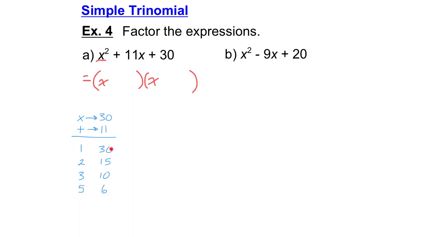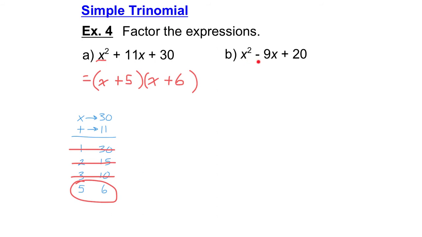Okay, so these are all the pairs of numbers that multiply to 30. Now I just need to find the one that also adds to 11. Well, 1 plus 30 is 31, so that doesn't work. 2 plus 15 is 17, so that doesn't work. 3 plus 10 is 13, that doesn't work. 5 plus 6 is 11. Those are my winners. 5 and 6 are the two numbers. So I can go back up to my factored form and just plug those in, plus 5 and plus 6.